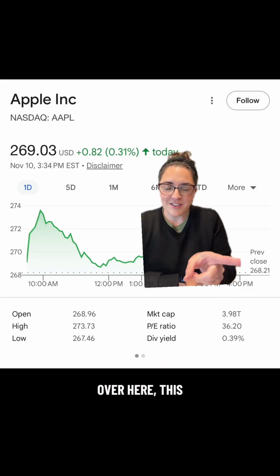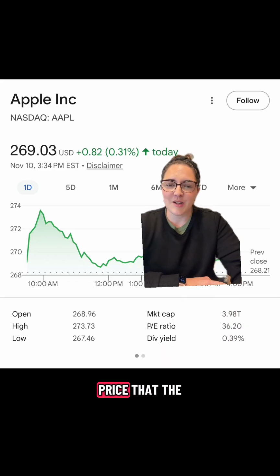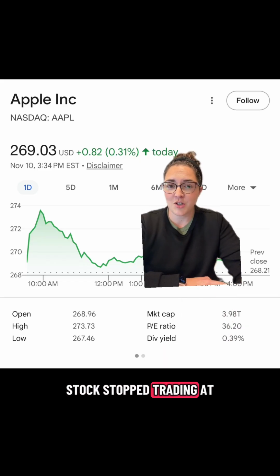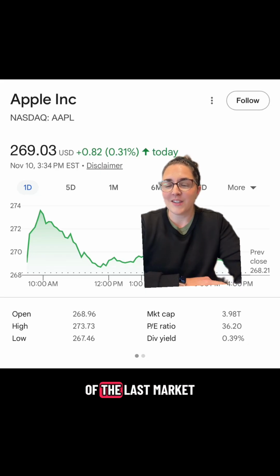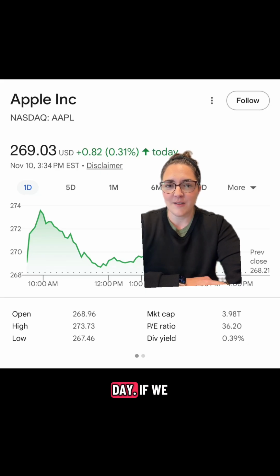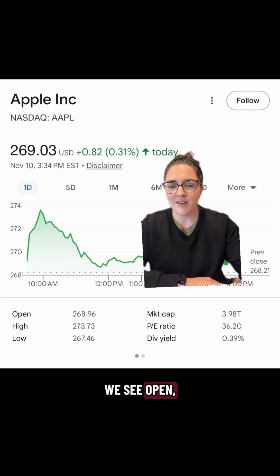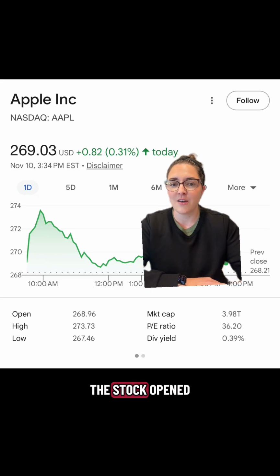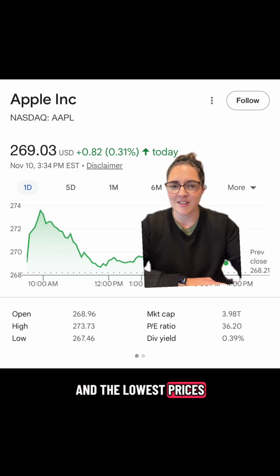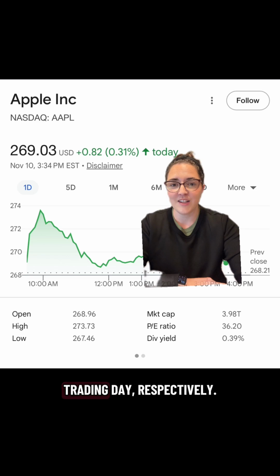Over here, this little previous close price is the price that the stock stopped trading at the close of the previous market day. If we look down below, we see open, high, and low in the first column on the left. So open is the price that the stock opened at the first trade of the day, while the high and low prices reflect the highest and the lowest prices that the stock reached during the trading day respectively.